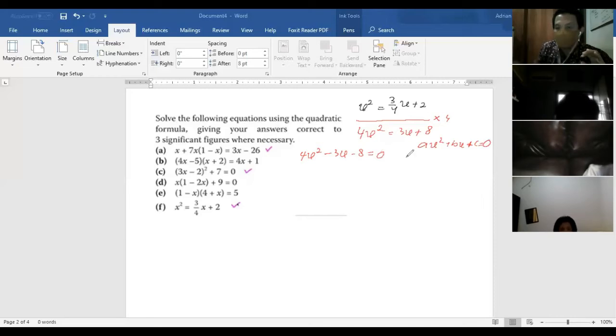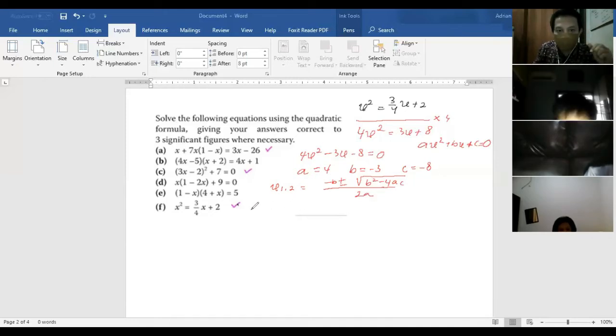Everyone is clear? Okay, now we get A equals 4, B is minus 3, and C is minus 8. Alright, everyone? Okay, go. So x1,2 equals minus b plus or minus root of b squared minus 4ac over 2a, right? This is the formula ABC, right?